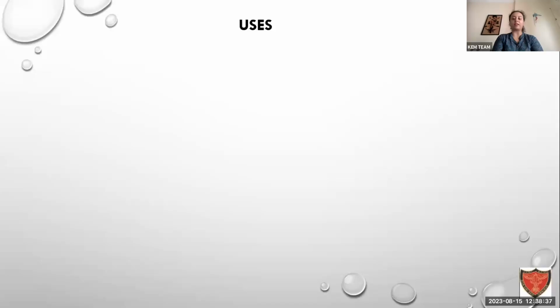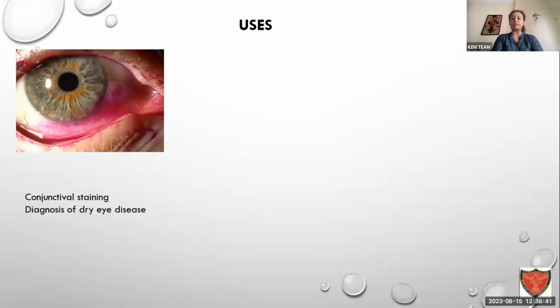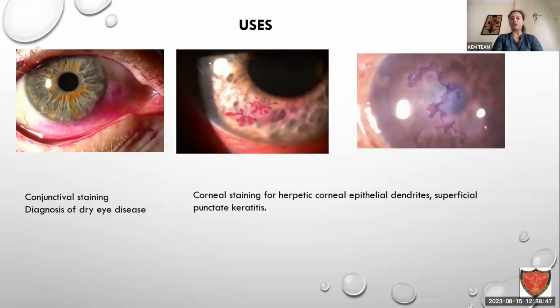Next up is the rose bengal stain, which is used to stain the dead and devitalized cells, including mucous strands and the ocular surface. It is used in conjunctival staining for the diagnosis of dry eye disease, corneal staining for herpetic epithelial dendrites and SPKs, and ocular surface squamous neoplasia. It causes ocular stinging and discomfort and is less preferred.